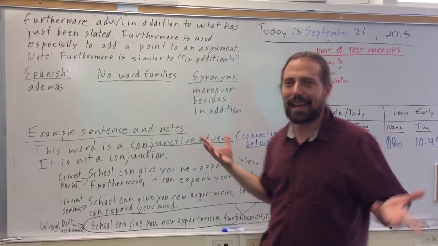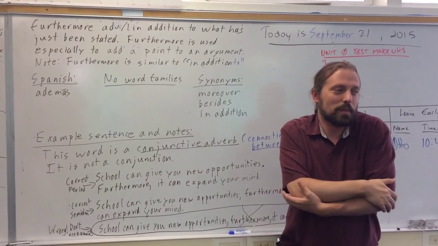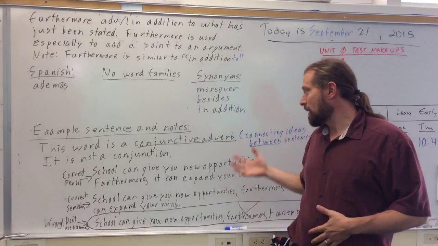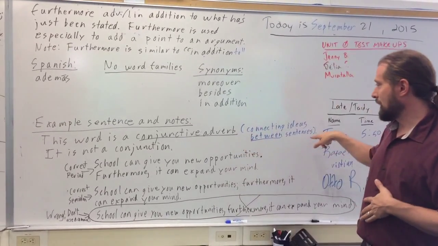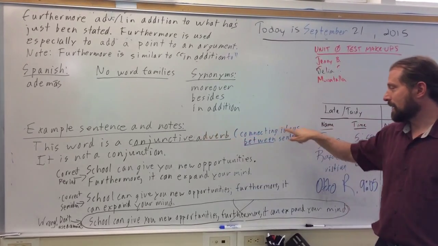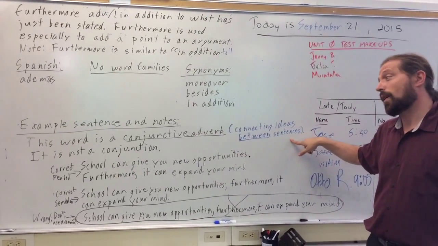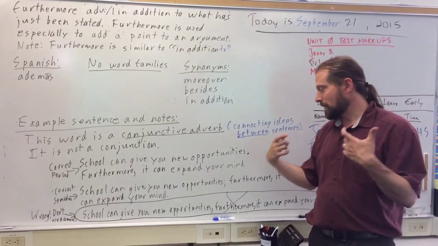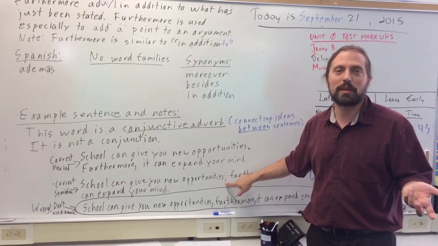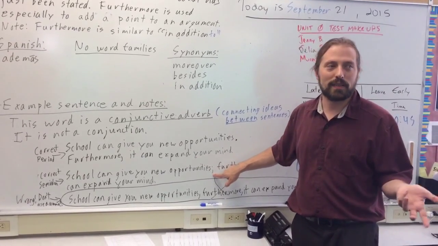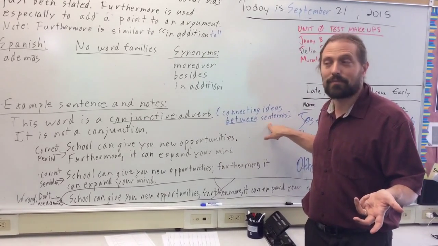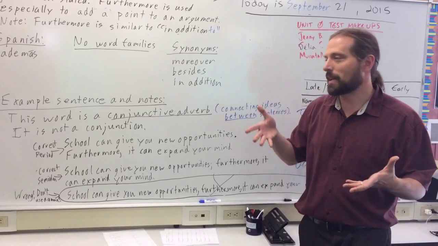The big thing to notice about the word furthermore is that it says adverb. Why is that an adverb? It's a special kind of adverb called a conjunctive adverb. A conjunctive adverb is a word that basically connects ideas, usually between sentences or between two parts of the same sentence that are connected with a semicolon. Remember, semicolons function like periods. So it's connecting ideas between sentences.